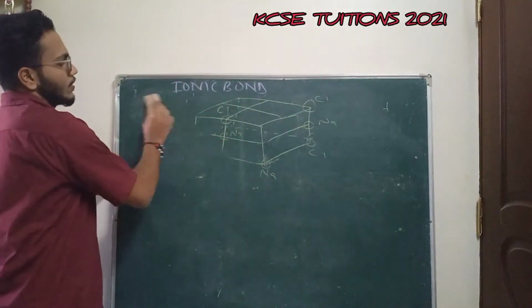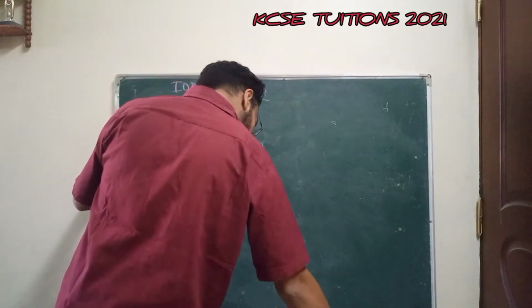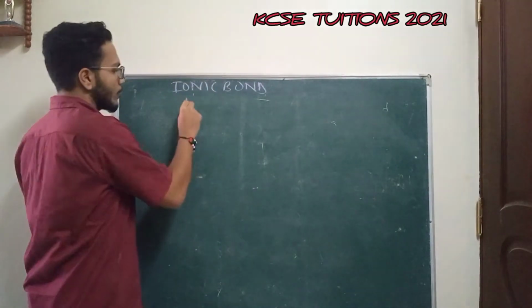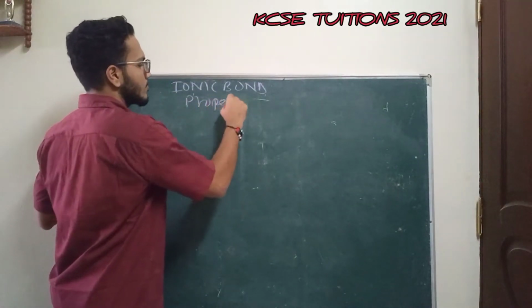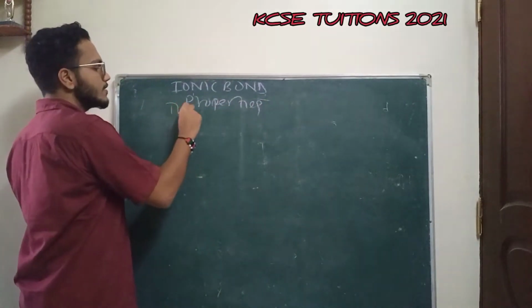Properties of ionic compounds. They have high melting and boiling points.